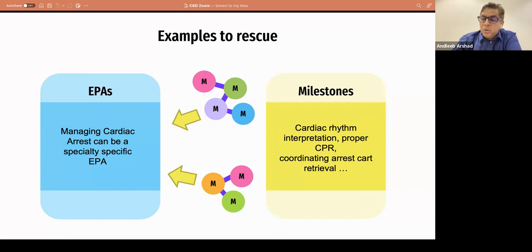So the milestones are kind of letters, they're kind of alphabets, and the EPAs are kind of words coming out of these alphabets. So these alphabets, or these units, these milestones, will be combining in different ways and becoming EPAs. Now, let me take it back to what we have in medical schools.